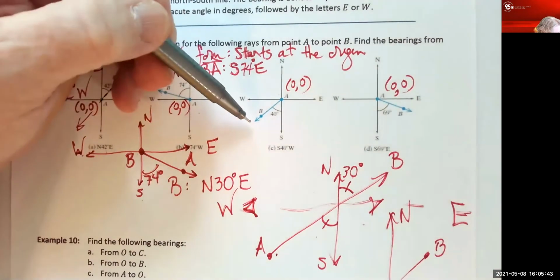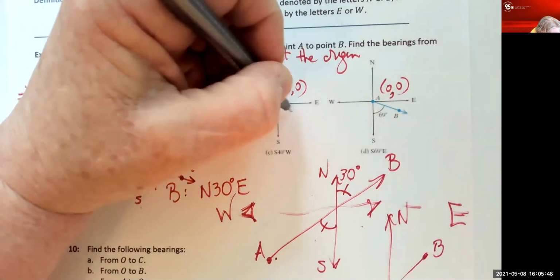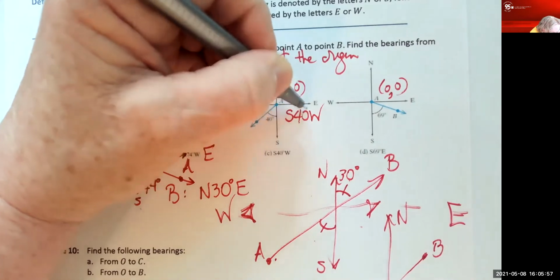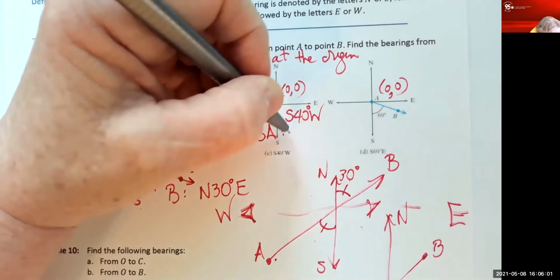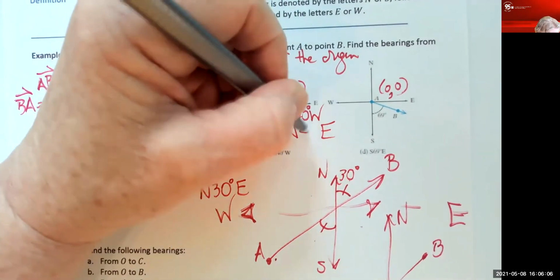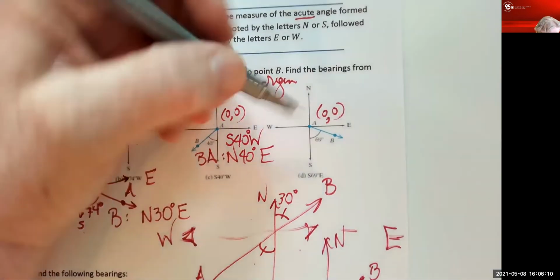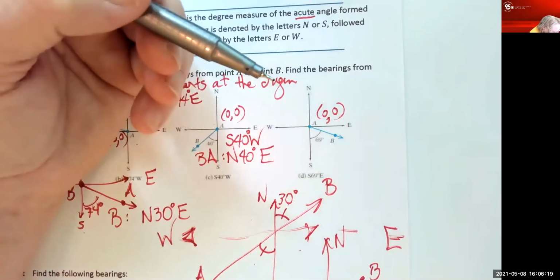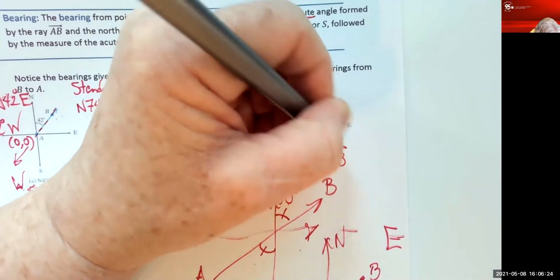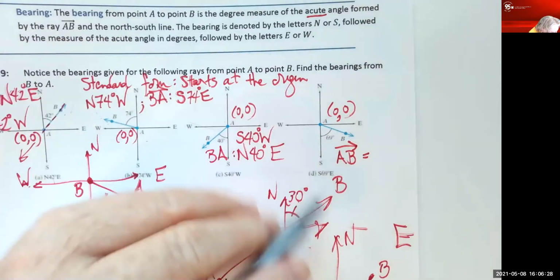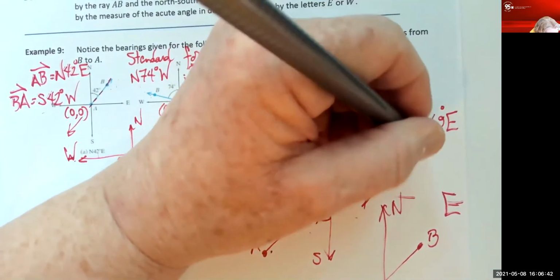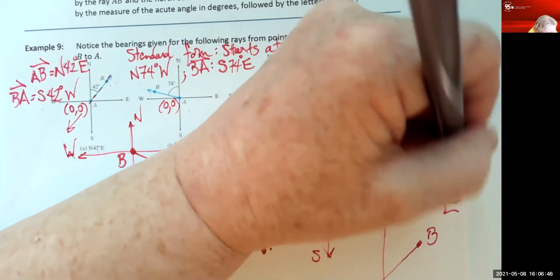Well, I can see that AB is below the east-west line, so it's going to be south, and to the left of the north-south line, so it's going to be west, and the angle is 40 degrees. That means that BA will be north instead of south, east instead of west, but still 40 degrees. Finally, let's look at this ray AB. They tell us that its acute angle is 69 degrees. And I can see that AB is below the east-west line, so south, to the right of the north-south line, so east, and it's 69 degrees. That means that BA will be north, 69 degrees west.